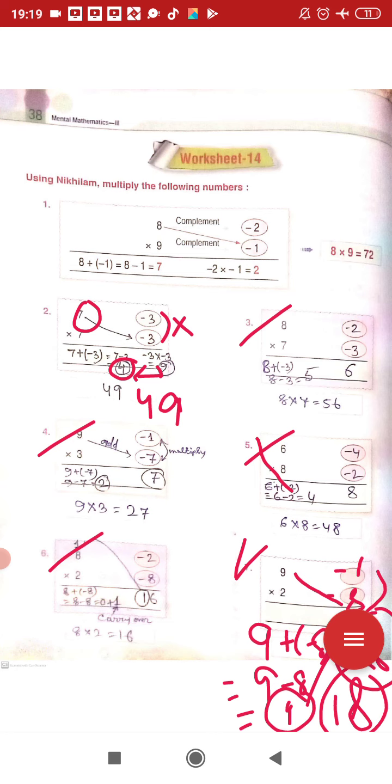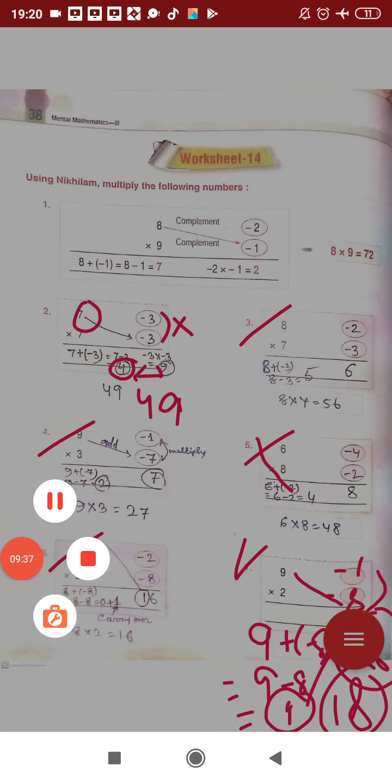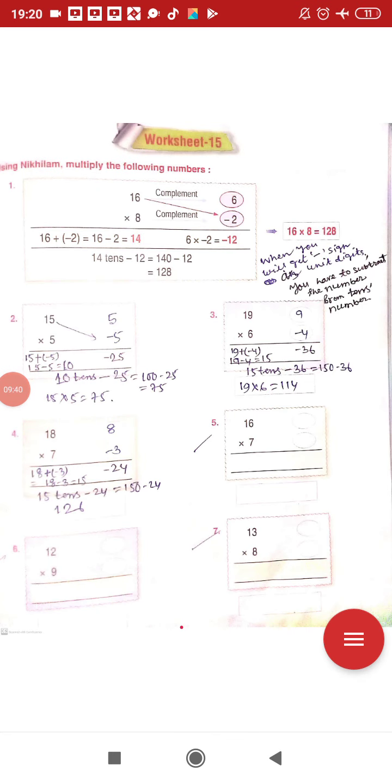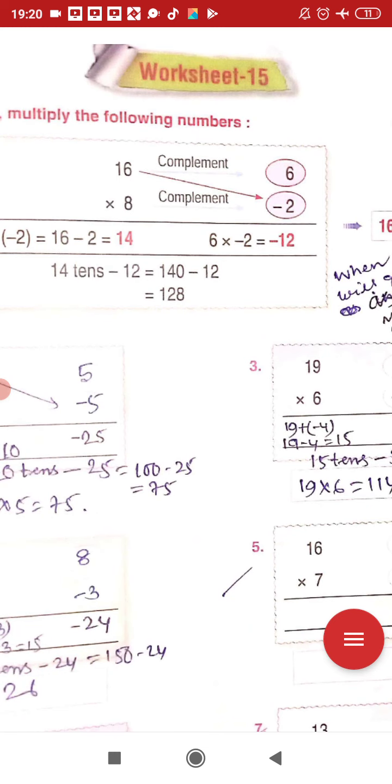Okay, now move on to worksheet 15. Okay, here you can see worksheet 15. Same instruction, same method. Using NIKHILAM, multiply the following numbers. First one has already been solved. You can see the number here, 16. That is a 2-digit number. So we have learned how to multiply two single digit numbers. But here we are getting a double digit number. To find out the complement of a double digit number, we need to subtract 10 from the double digit number.